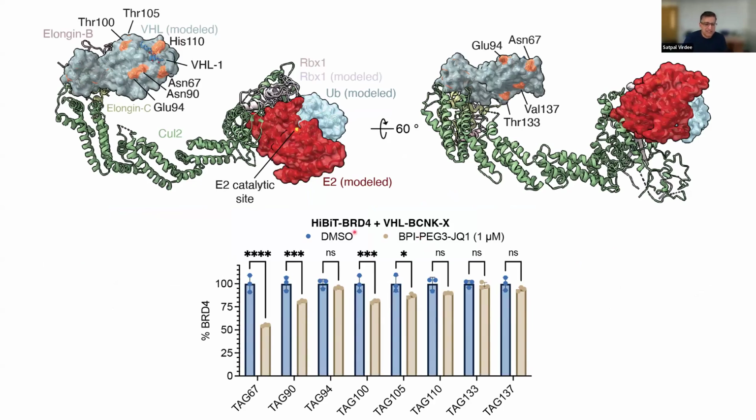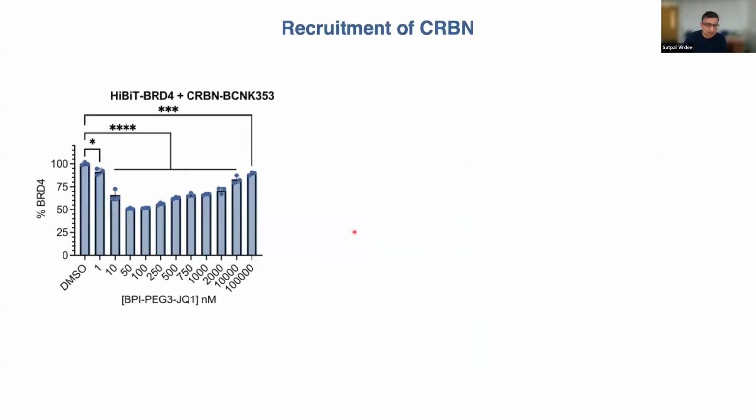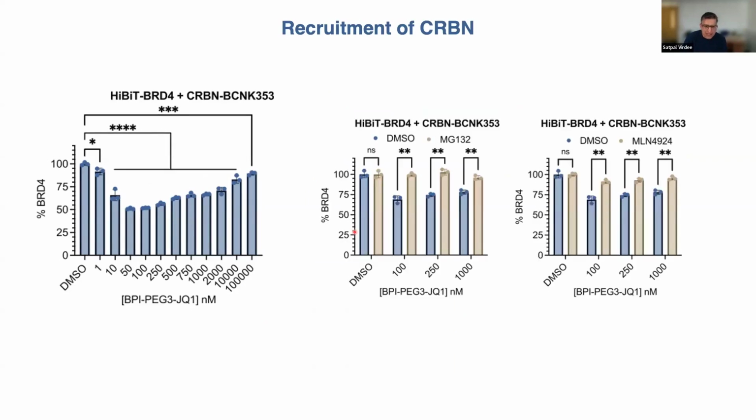But our data suggests that other sites or other exit vectors on that VHL ligand could be used to generate productive degraders. We can also do this with cereblon as well and get decent degradation. And this is dependent on the proteasome and also on this NEDD8 cullin ligase activation pathway, which are both important controls.